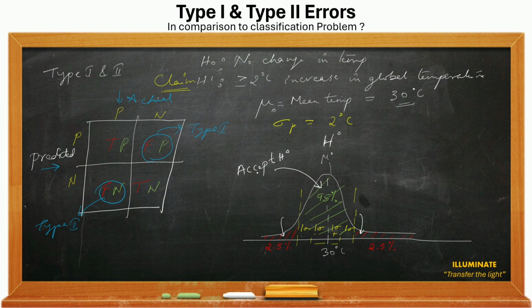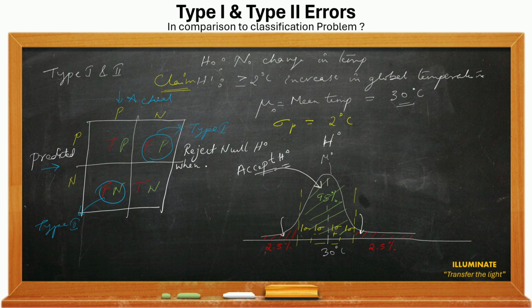Okay. So in our case, if it falls in this 95% area under this curve, that means we fail to reject the null hypothesis. That is what will happen. Okay. So what is type 1 error in terms of null hypothesis? We reject the null hypothesis when it is not correct, right? We rejected the null hypothesis when it is not correct.